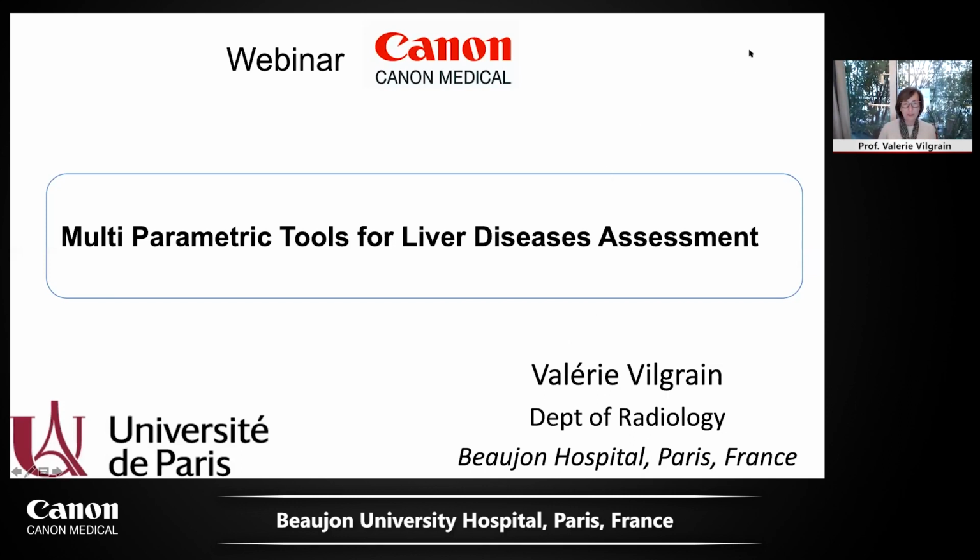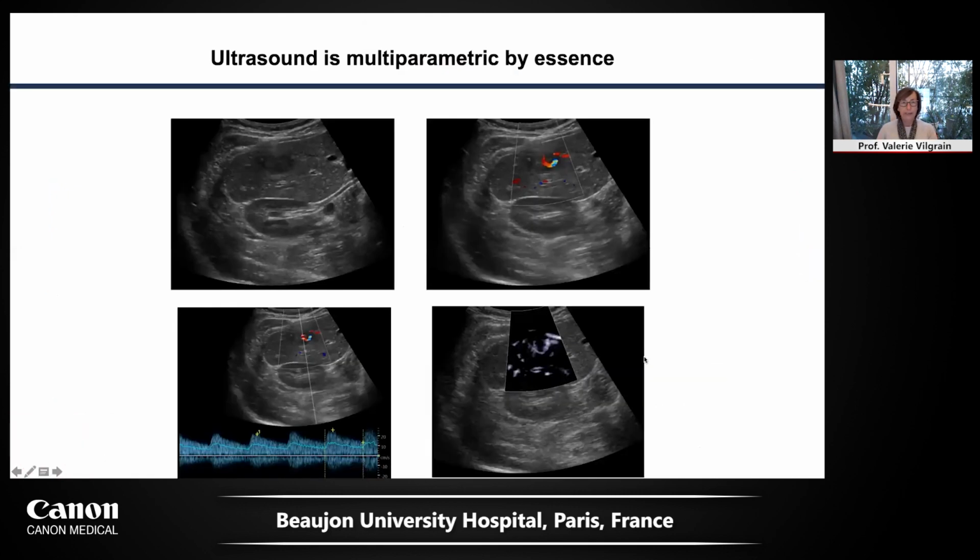And then I would like to start by saying that ultrasound is, by essence, I would say, a multi-parametric tool. For those who work with ultrasound, it is fascinating to see all the improvements that have been put in the machine. Let's start with the B mode. Then we had the Doppler, the color Doppler, then the duplex Doppler, and then the microflow. But today we will see other quantitative approaches that are very helpful in liver disease.